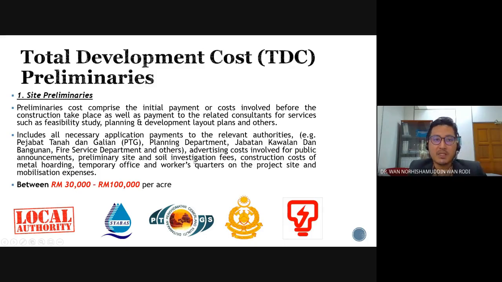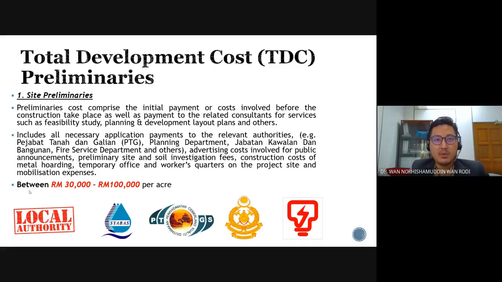So in this context, there are different types of calculation for site preliminaries, but you can also do it in terms of lump sum estimation, between 30,000 to 100,000 per acre. For academic purposes, we can do it in terms of lump sum. For example, you calculate based on the per acre basis, 30,000 to 100,000 per acre.